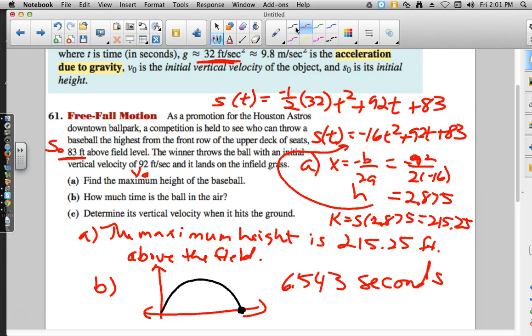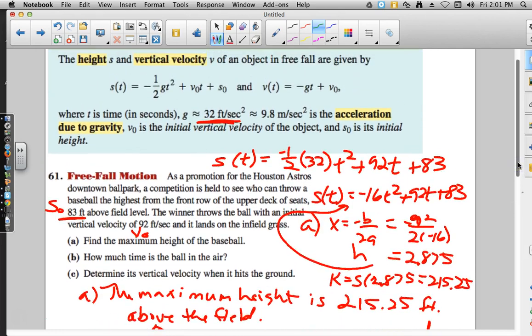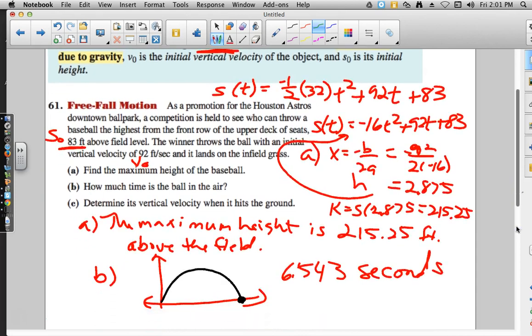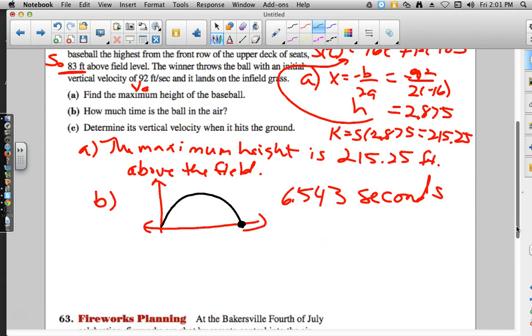And then C says determine its vertical velocity when it hits the ground. Well, that's what this formula is for. And that would be V of t. So now we're going to use that formula along with the zero of 6.543 seconds. So our new formula would be gravity, -32, and then x, which for us is 6.543, and our initial velocity of 92. And we'll punch that one in and see what we get.